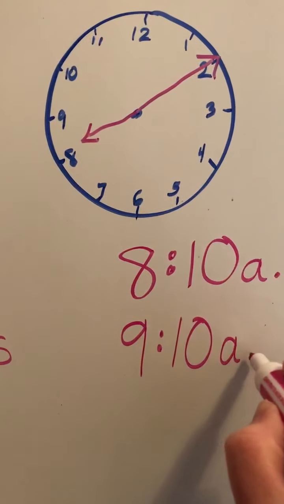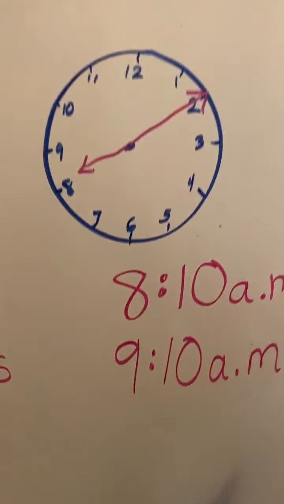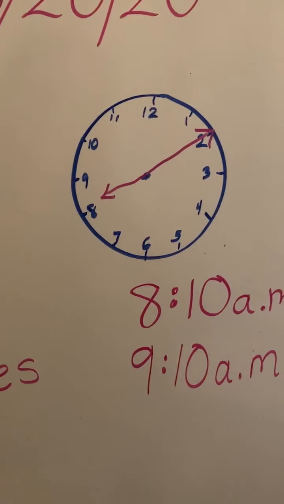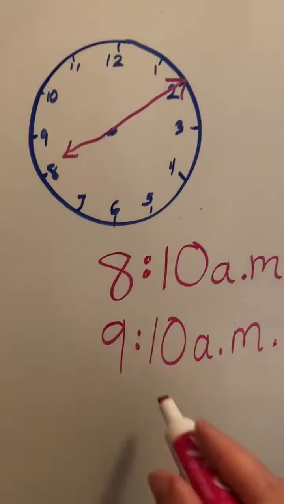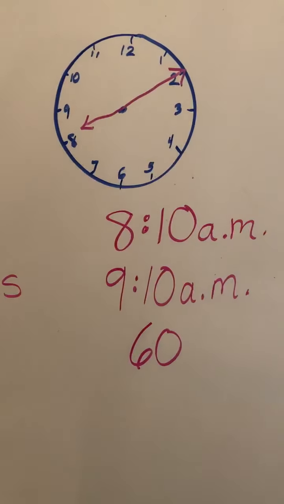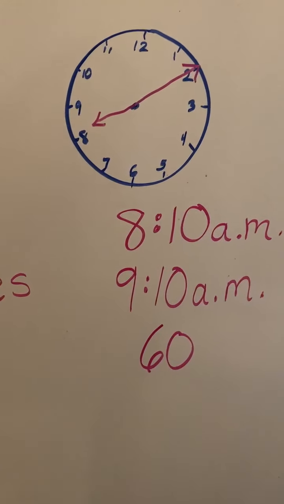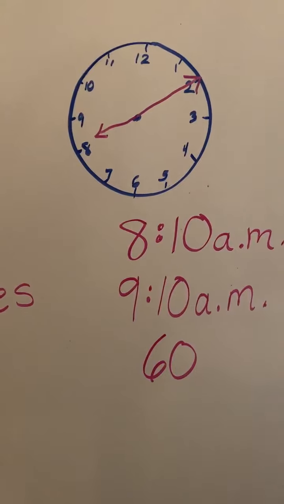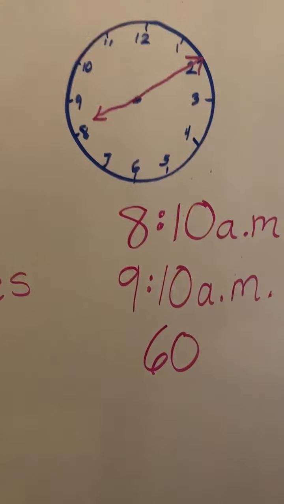How many minutes are in an hour? Do you remember last week when we counted around the clock? How many minutes? There are 60 minutes in an hour, aren't there? So here's a question for you. How many minutes are in 2 hours? Ooh, what is 60 plus 60? How many minutes are in 2 hours?